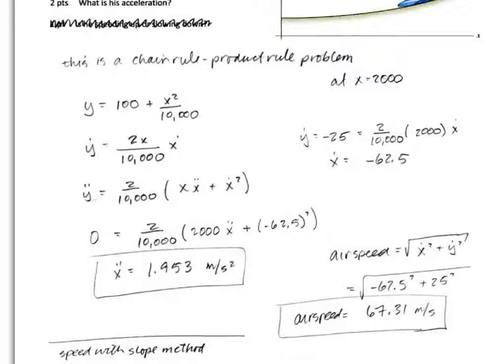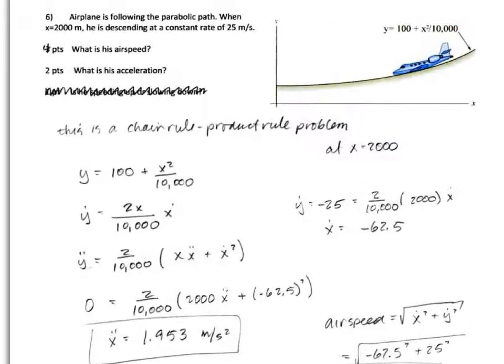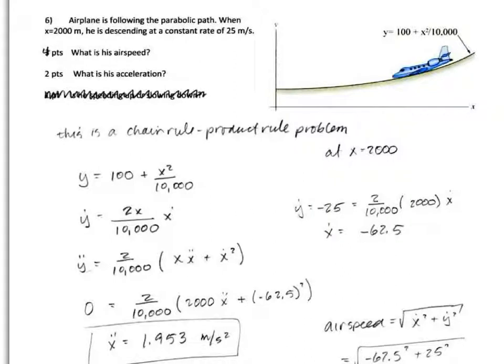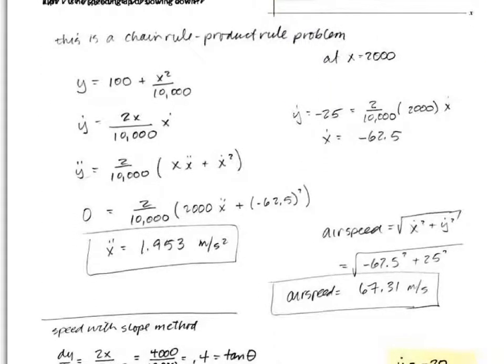The acceleration is given by looking back at the y double dot equation, and if you set y double dot equal to 0, well, why is y double dot equal to 0? Let's look at the picture again. It says that he is descending at a constant rate of 25, which means that y dot is a constant and y double dot is equal to 0. So looking at that, we're going to say that y double dot is equal to 0, but it's also equal to that.